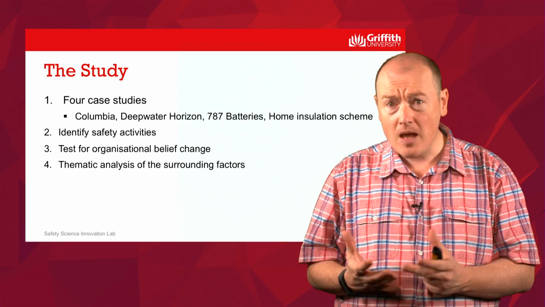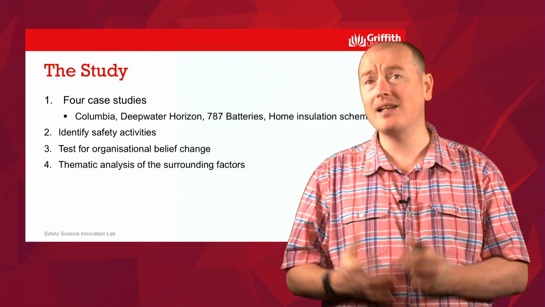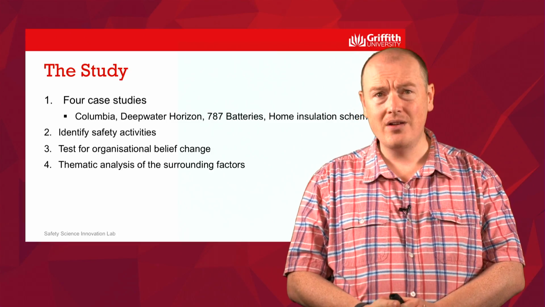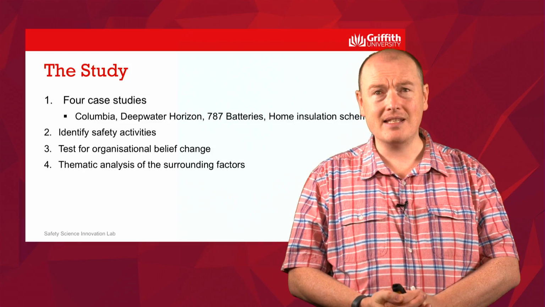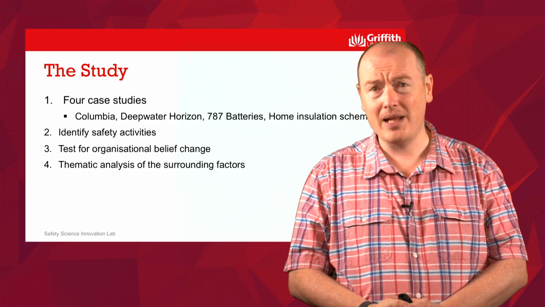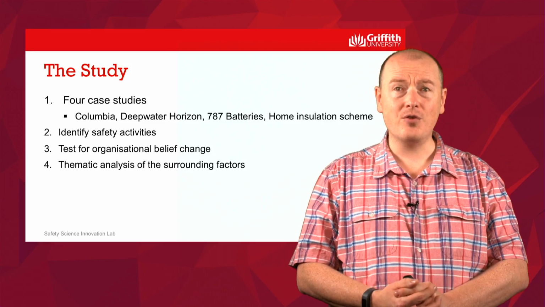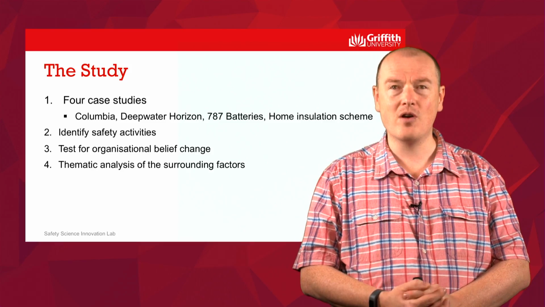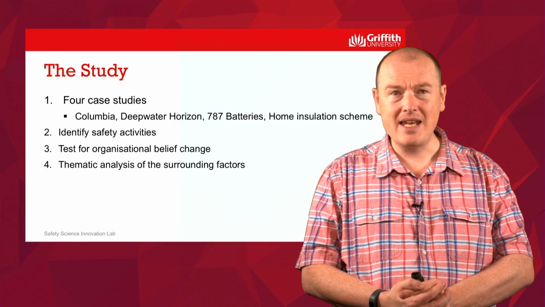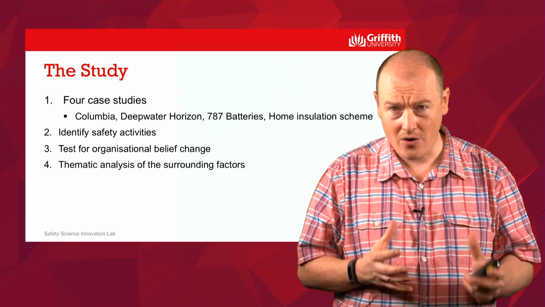So, in order to analyse this further, we looked at 4 particular examples. We looked at Columbia, the shuttle that we showed at the start of this talk. We looked at Deepwater Horizon. We looked at a series of incidents involving lithium batteries that caught fire on the new 787 planes. And we looked at the home insulation scheme. We had a look for each of the safety activities that were reported during those programs. And we looked whether there was any evidence that organisational beliefs had changed before or after.